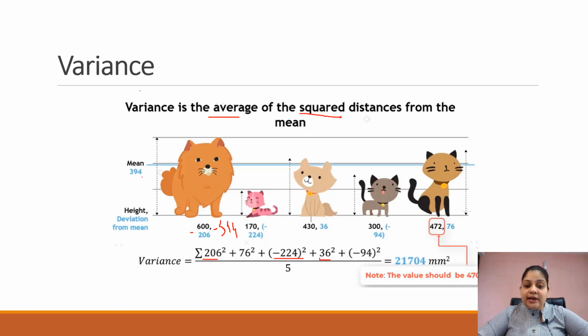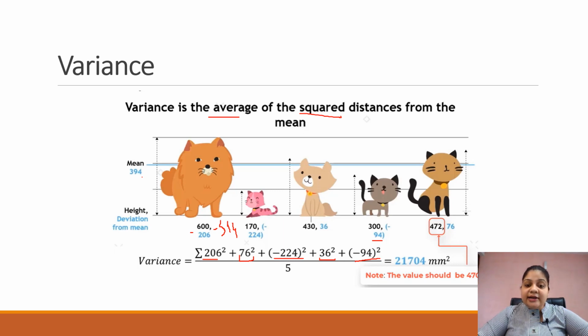Then 36, I'll square it up. Then 300 minus 394 comes out to be minus 94, so I will square it up. And last is 470 minus 394, which comes out to be 76, and I will square it up. After squaring, I will add all these numbers.